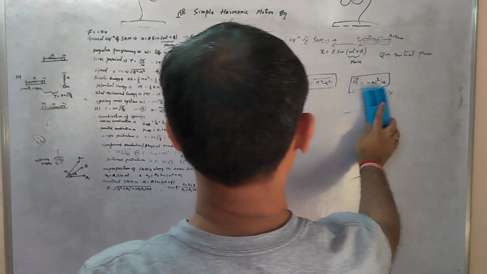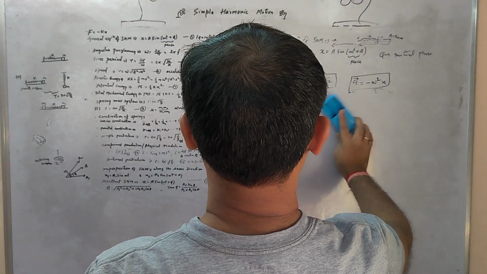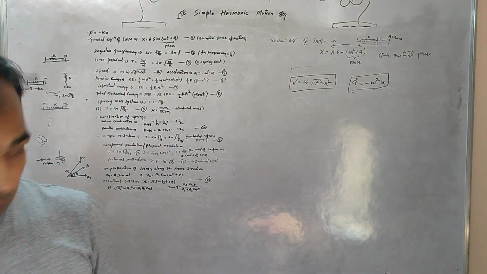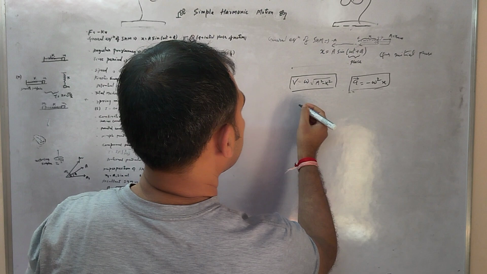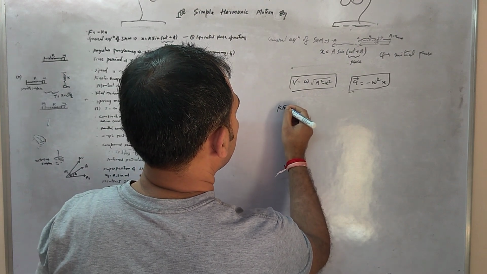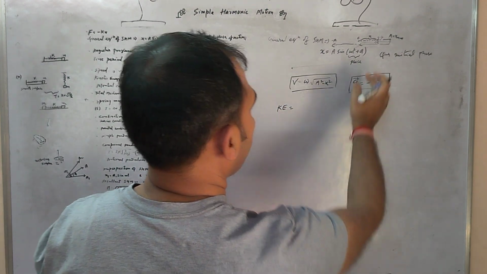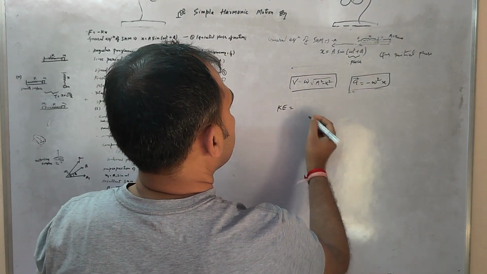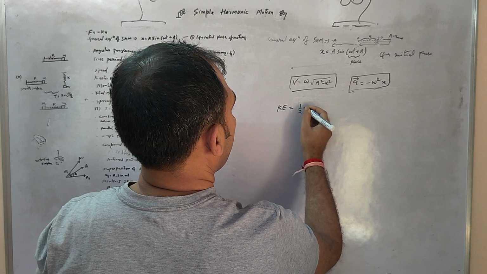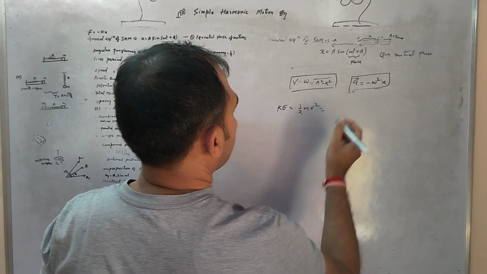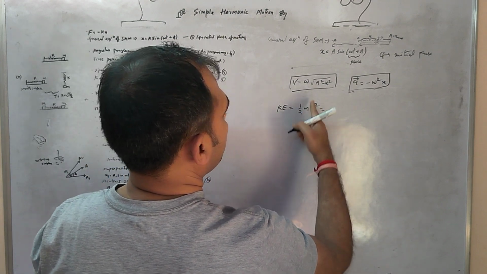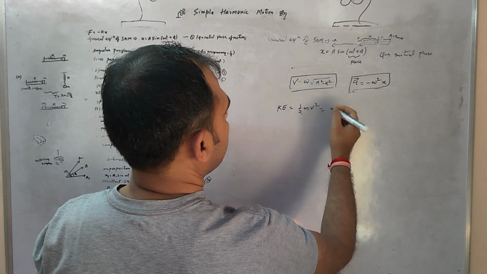Next, we have to find the kinetic energy of the body at any general point x. That will be half mv square. m is the mass of the body, and v we have written here.